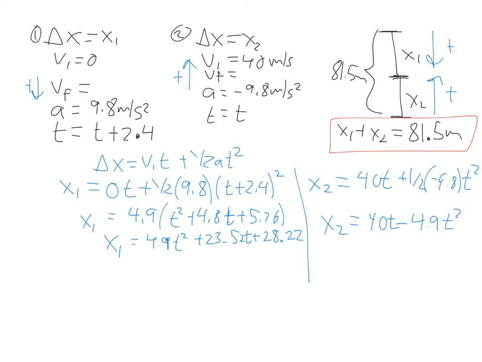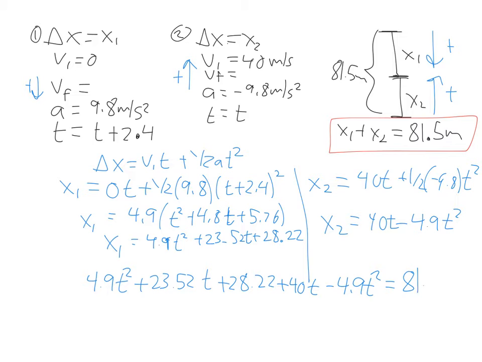So now that I've simplified them some, it looks a little bit messy, but it's actually going to work out quite nice in 1 second. I'm going to then put them into this equation that I have here. So we're really going to say 4.9t squared plus 23.52t plus 28.22 plus 40t minus 4.9t squared equals 81.5. The 4.9t squared terms cancel out. That's the nice part that I was talking about before.